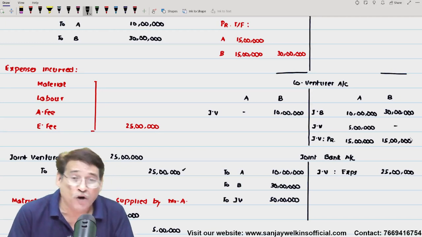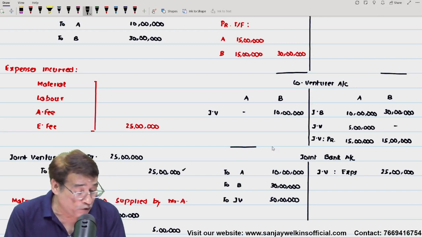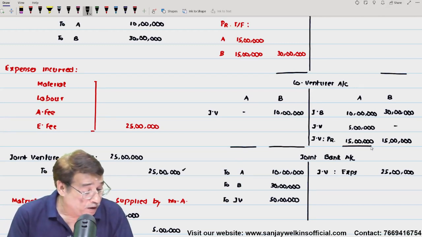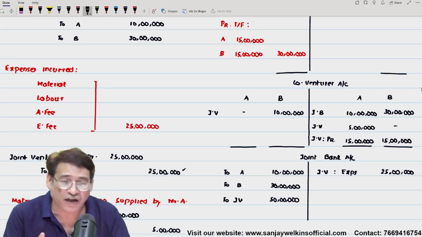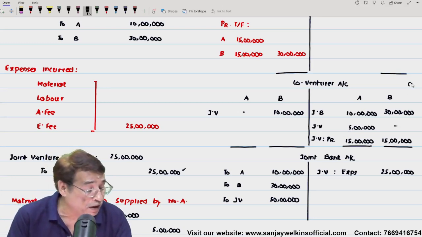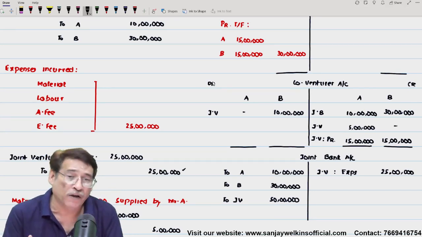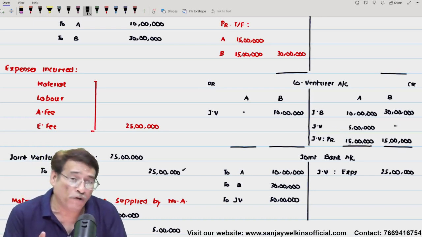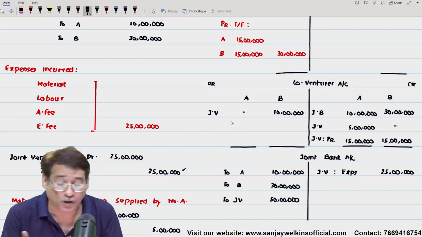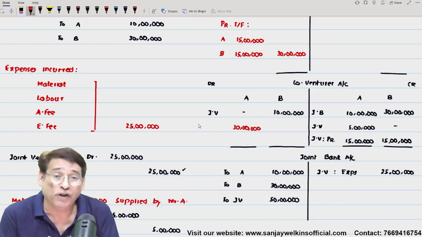Now you are the accountant of this co-ventureship. So when you prepare the accounts and finalize them, you will tell Mr. A that in your account, this is the credit side and this is the debit side, and the credit side is bigger. Total of your credit side is 30 lakh, which is bigger. So the balancing figure is 30 lakhs. That means we will pay you 30 lakh rupees.